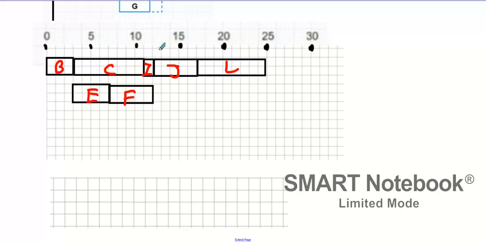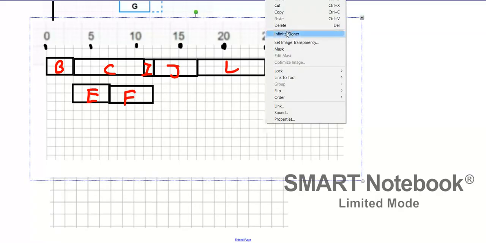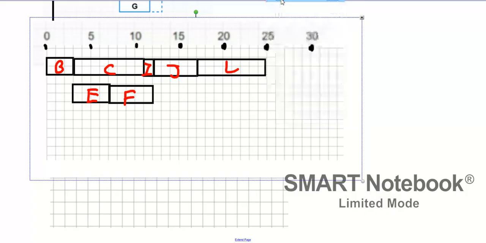Now, which non-ones do we have now? Anybody tell me?